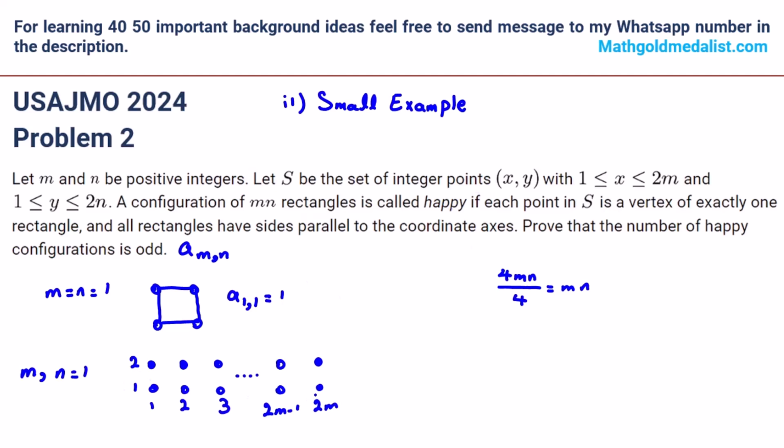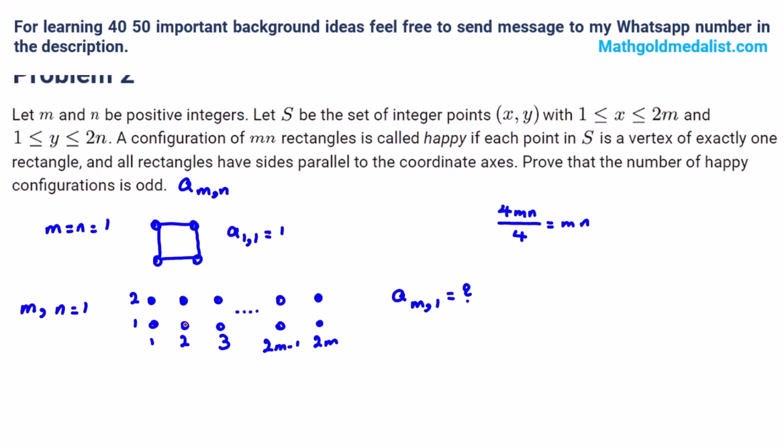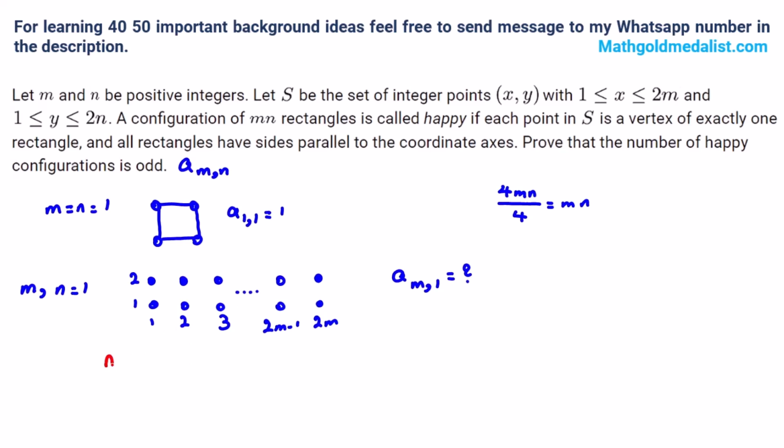Now, 1, 2, 2 by 2m. Let's see what the answer is. We want to see A(m,n), A(m,1) is equal to what? Here we can see that we should consider this edge with one of them, for example, with this one or with this one, with one of them. So we should select one column for this. Let me tell you 2 approaches for this part.